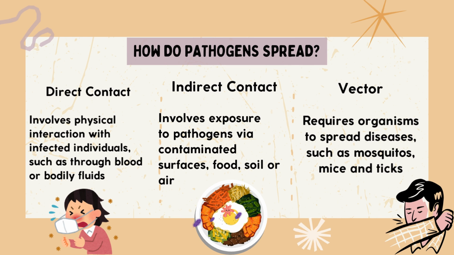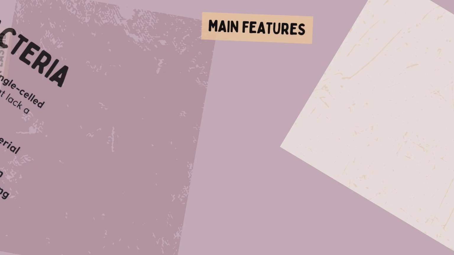How do pathogens spread? Direct contact involves physical interactions with infected individuals, such as through blood or bodily fluids. Indirect contact involves exposure to pathogens via contaminated surfaces, food, soil, or air. Vector transmission requires organisms to spread disease, such as mosquitoes, mice, or ticks.